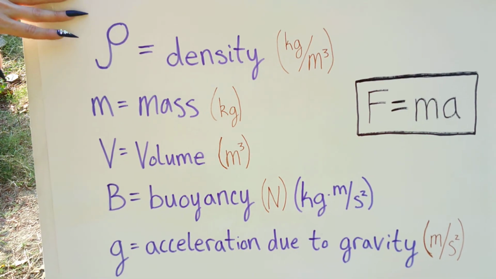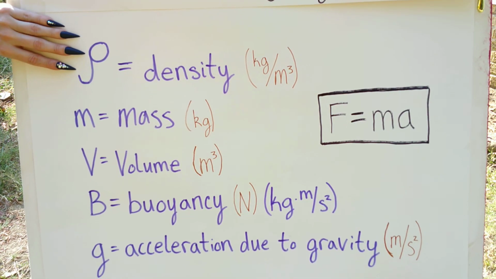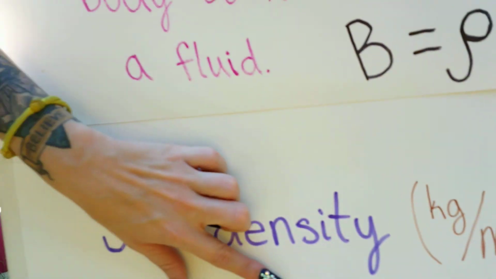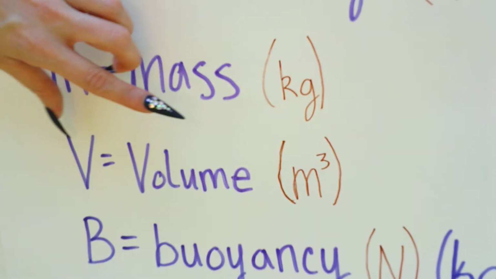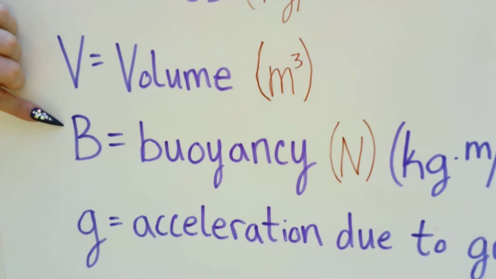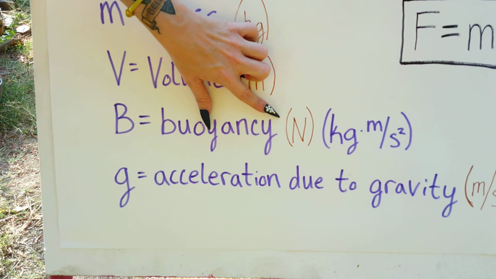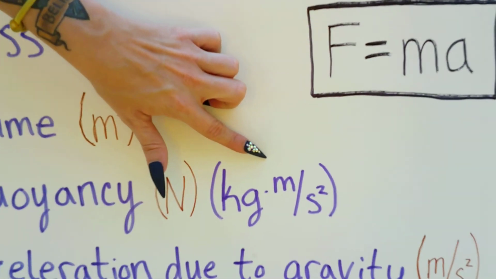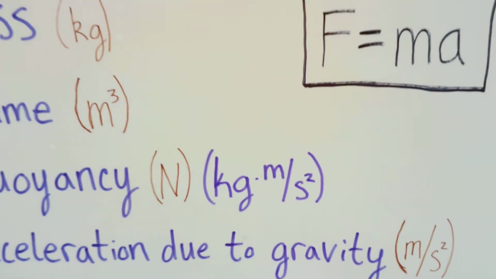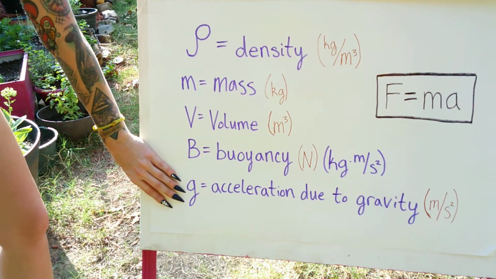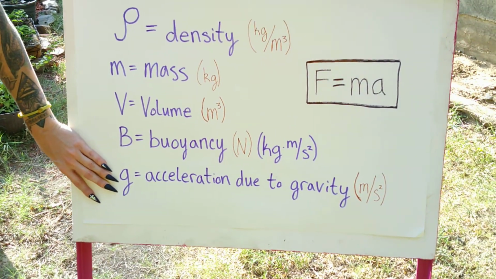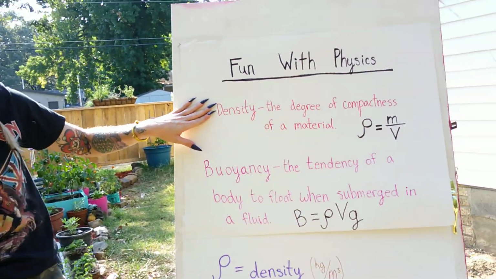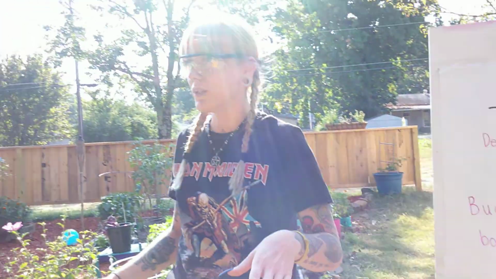And so I also wanted to give you guys what units we're in. So for density, we're in kilograms per meter cubed. Mass is always measured in kilograms. Volume is going to be measured in meters cubed. Buoyancy, it's a force, so it's going to be measured in newtons. But I wanted y'all to take note that a newton is just a kilogram meter per second squared, because we haven't talked much about forces yet. So I wanted to cover that. And then acceleration due to gravity, we covered in one of the first videos. It's just going to be meters per second squared. And so now that we know the difference between density and buoyancy, we can go ahead and do the experiment.